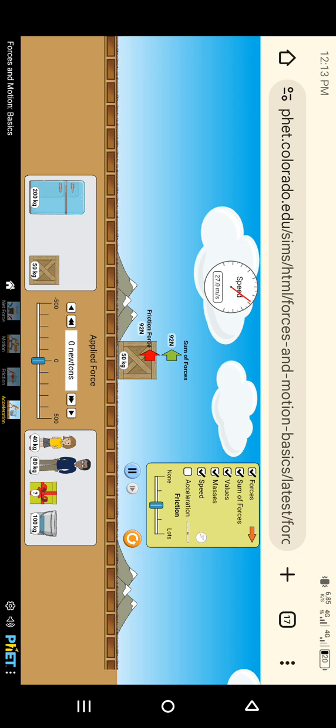That is demonstrating this simulation. So you can also go to this simulation, go to force and motion, and practice it to make things simpler and more understandable to the students.